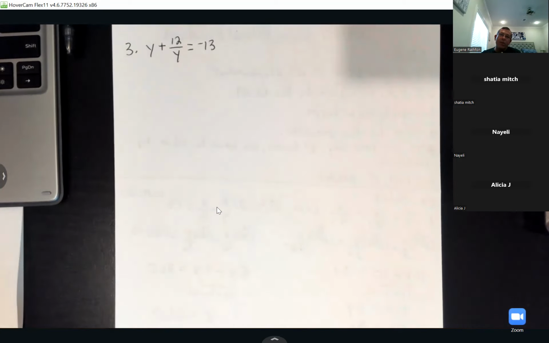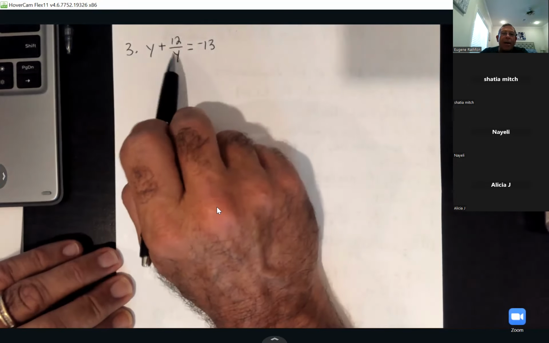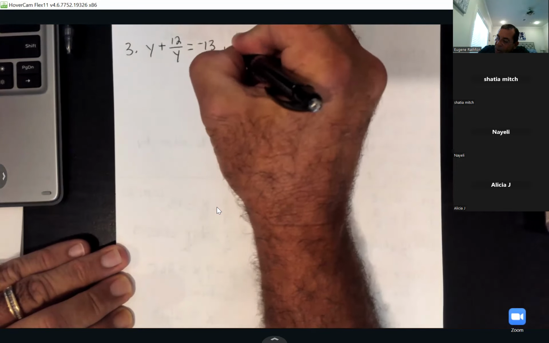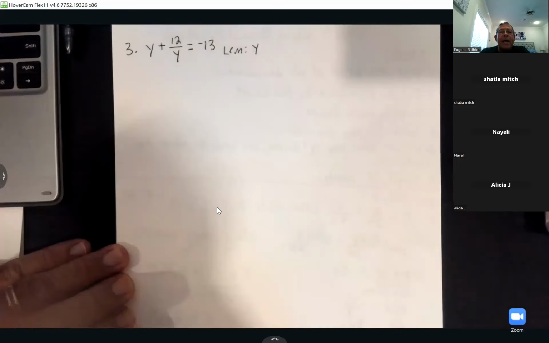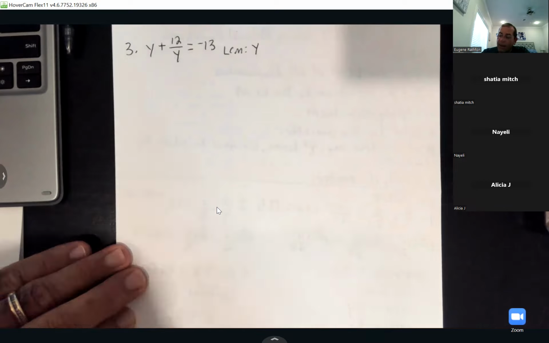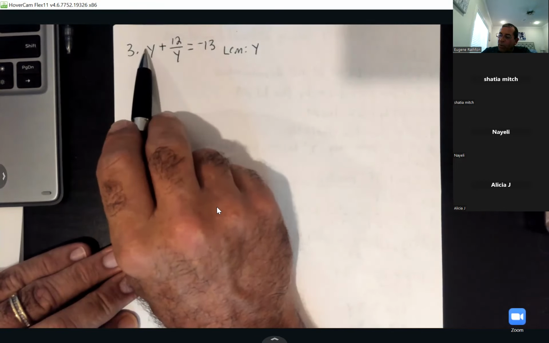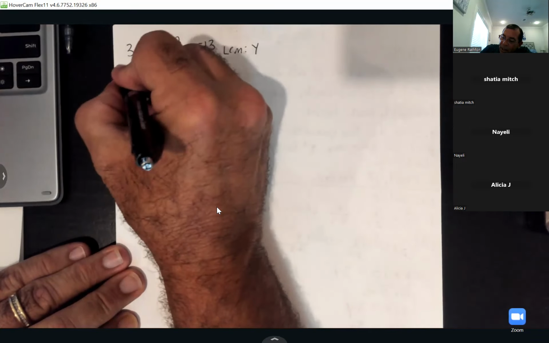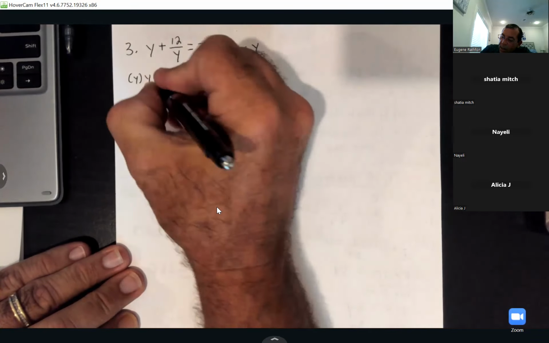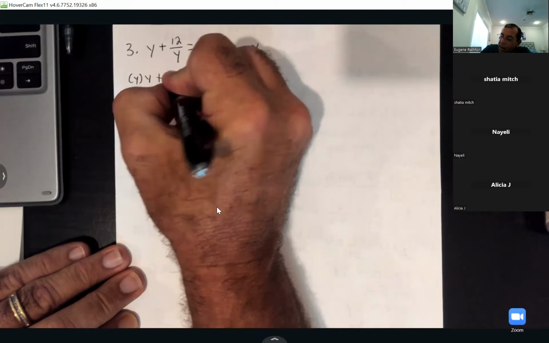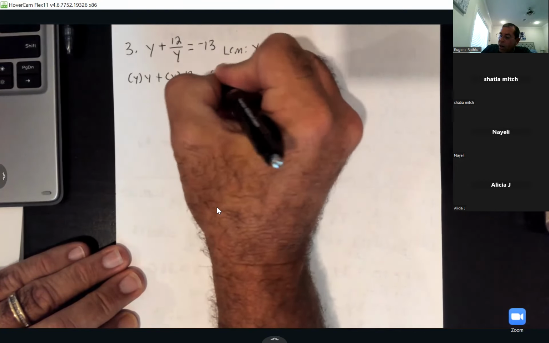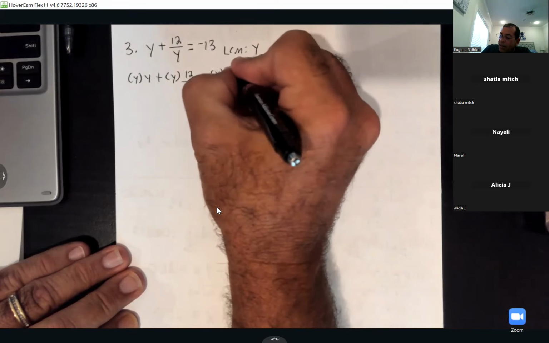So y'all, if you notice, this one only has one denominator that we're worried about, and it's that y. So our least common multiple will be that y. So multiply all 3 parts by that y. So you're going to have the y times the y plus the y times the 12 over y is going to equal y times that negative 13.